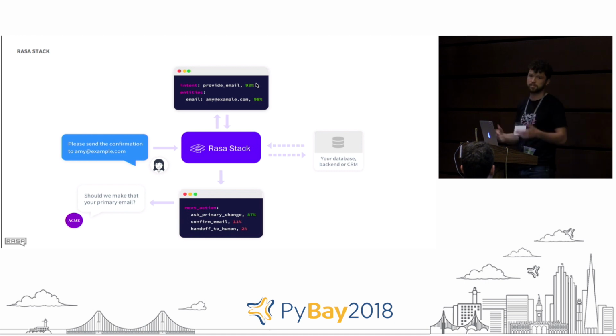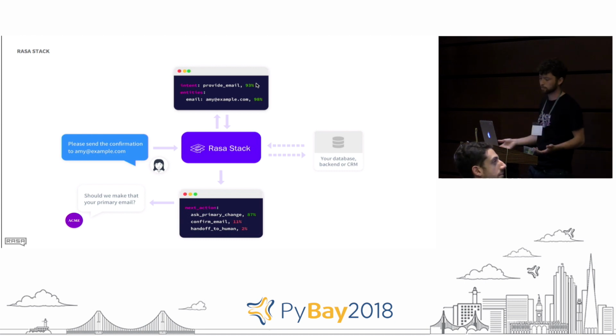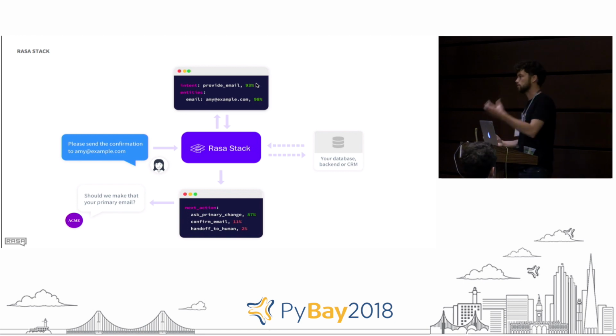So this person is not saying thank you or hello or goodbye. They're providing an email address. And then you want to pull out the entities, which are kind of the structured data that you need to get out, right? Things like emails, dates, the names of products, the objects that people are talking about.